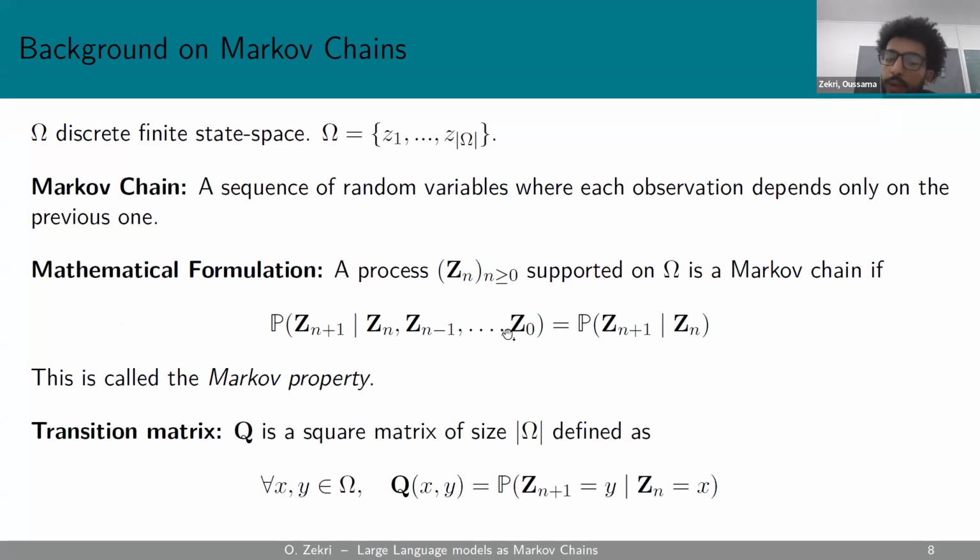Because of this property, you can also view a Markov chain as a matrix, where the coefficients of the matrix are the probabilities of transitioning from one state X to another state Y, right? So just a basic recap of Markov chains.